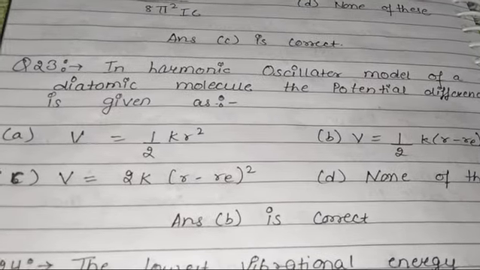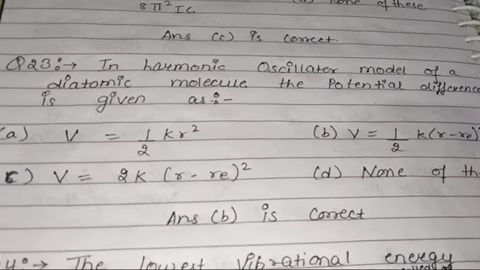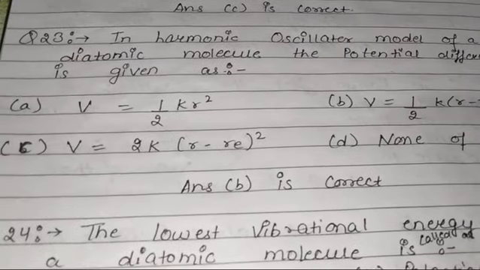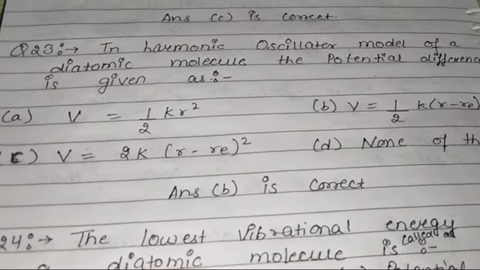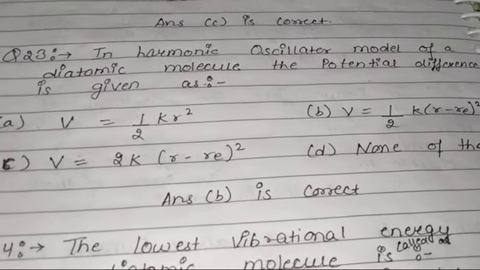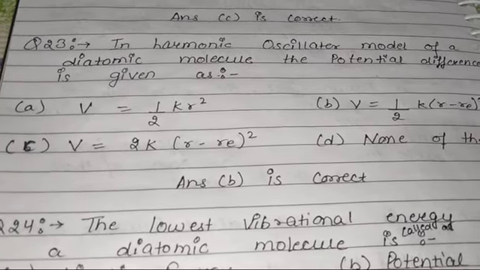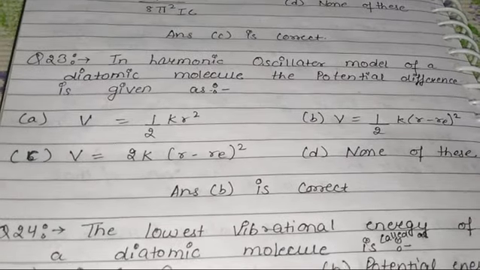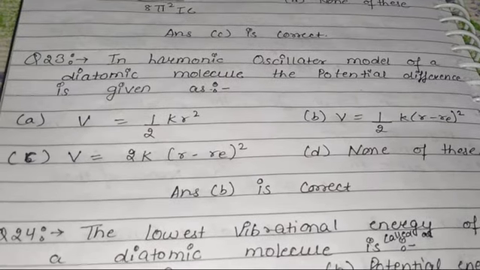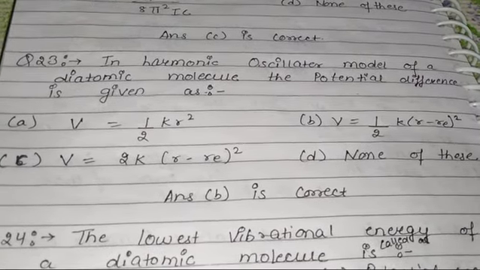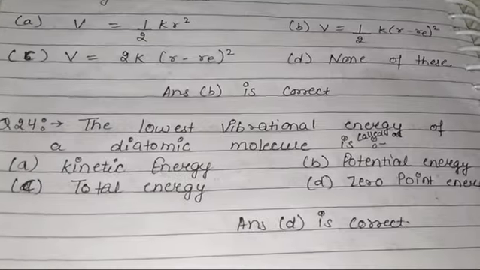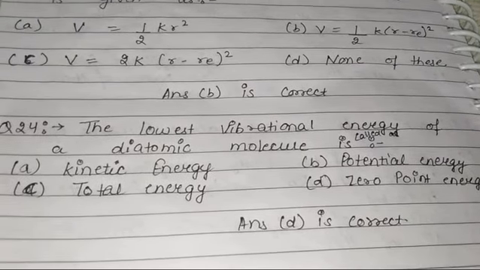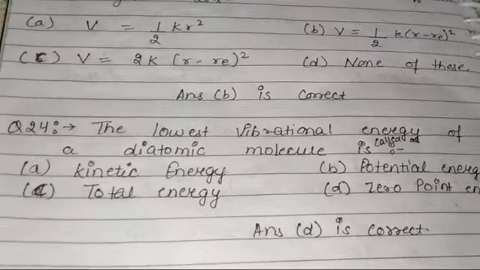Now next question is question 23. In harmonic oscillator model of a diatomic molecule, the potential function is given as: A, V is equal to half of K r square, B, V is equal to half of K (r minus re) whole square, C, V is equal to 2K (r minus re) whole square, D, none of these. So here answer B is the correct answer, that is V is equal to half of K (r minus re) whole square.